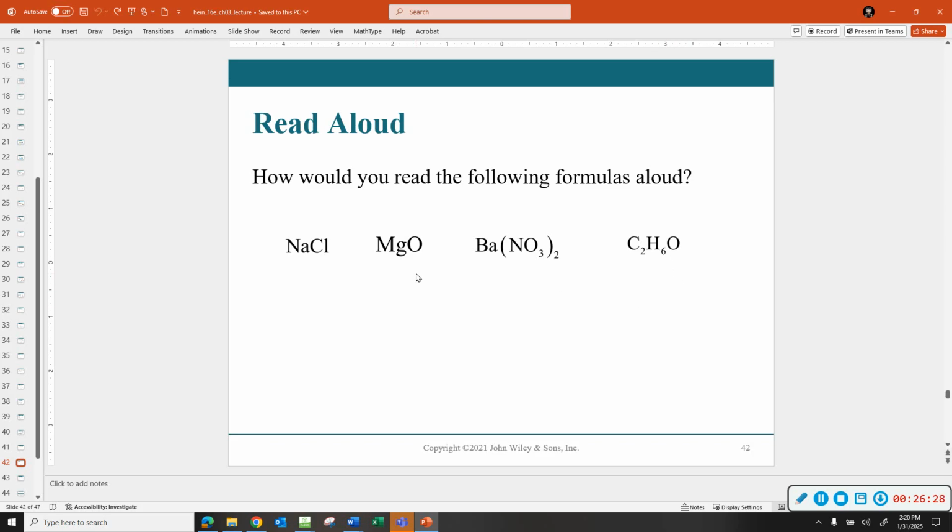Okay, so in your naming and formula writing, we're going to be dealing with what's called inorganic names. Simple metal to nonmetal, and simple metal to polyatomic ions. And there's a third one called complex metal, which has multiple charges, to either a nonmetal or a polyatomic ion.